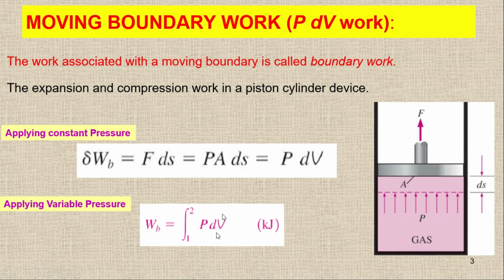But remember, this equation is the basic equation, and we will start from it, check whether the pressure is constant or not, and then integrate the equation between these two limits, and we will get the boundary work. For each process, we need to determine pressure as a function of volume, because if the pressure is not constant, then we cannot integrate until we replace P by a function which includes the volume, because we have the dV here.